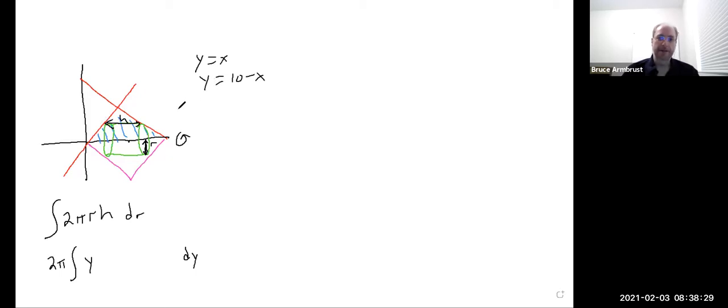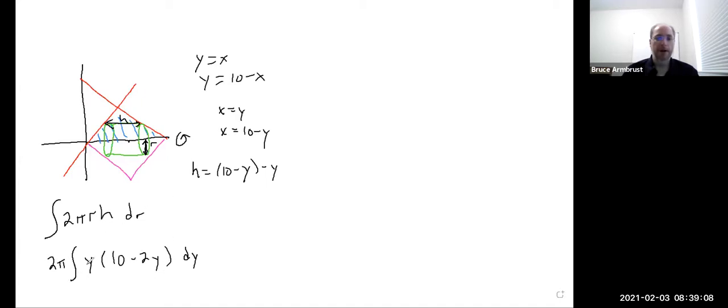However, I need these as functions of y, not functions of x. So we'll just rewrite these real quick. The first one's easy. That's just x equals y. The second one, if we solve that for x, it's x equals 10 minus y. And so that's what we're going to use to get our h. Our h is going to be 10 minus y minus y, right? When we're dealing sideways, it's always right minus left. So 10 minus y minus y. So that's going to be 10 minus 2y.